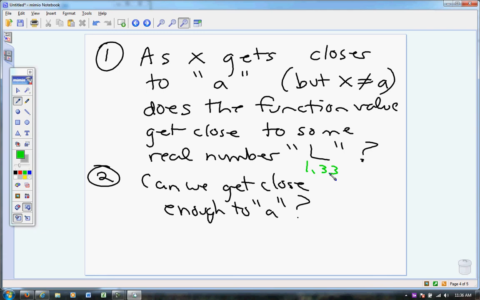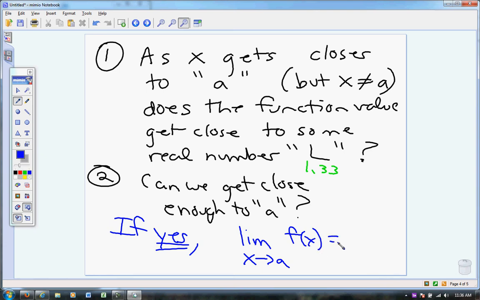All right? So if the answer to these is yes, then we would say the limit as x approaches a of whatever our function is equals L. And that is the introduction to limits, day 1.